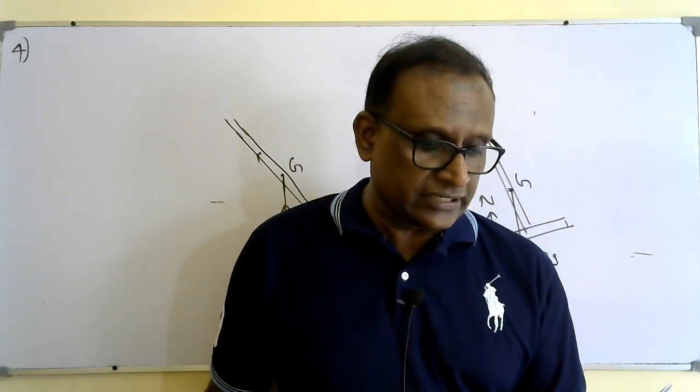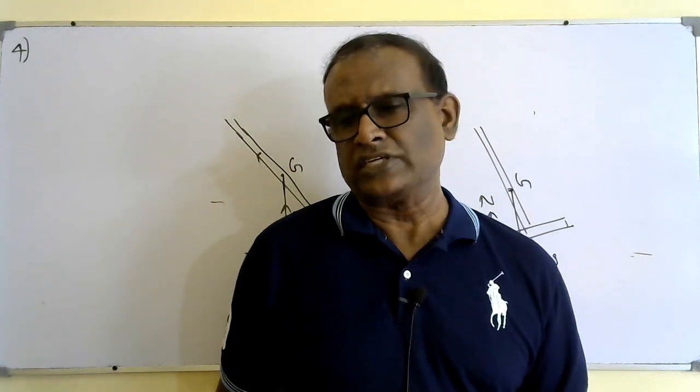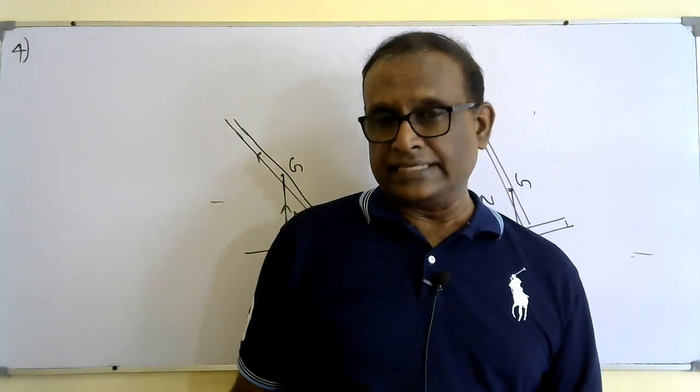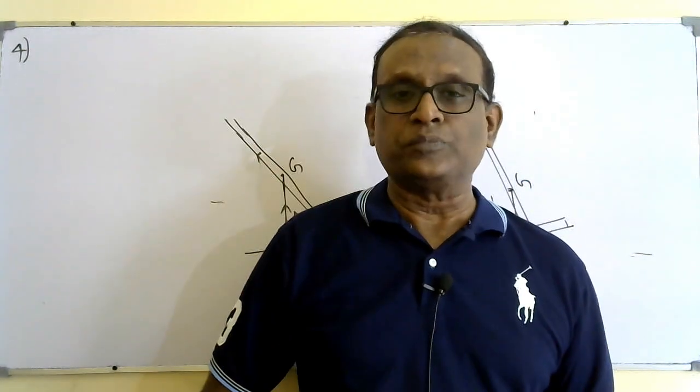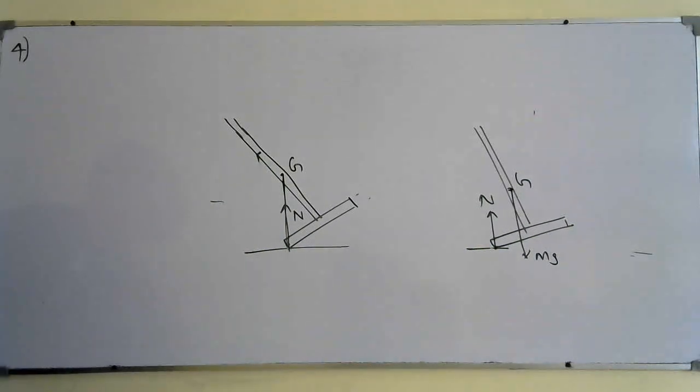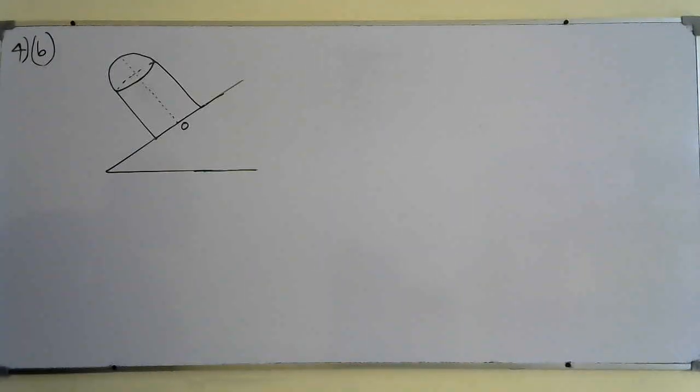The container is on the point of toppling, so it's almost going to topple. Remember that whenever you get a question like this, the normal reaction and the weight should be on the same line of action. Okay, you'll draw a diagram based on that.